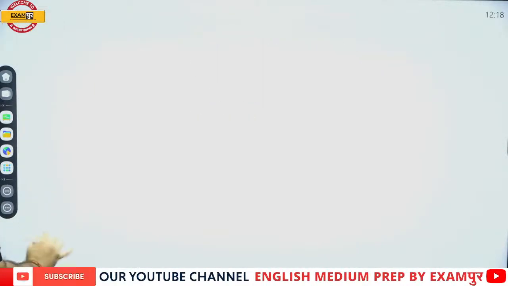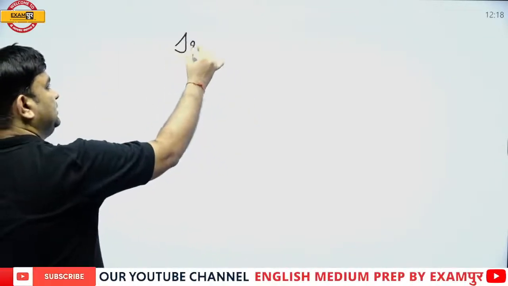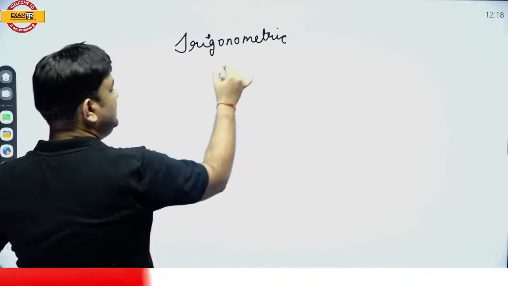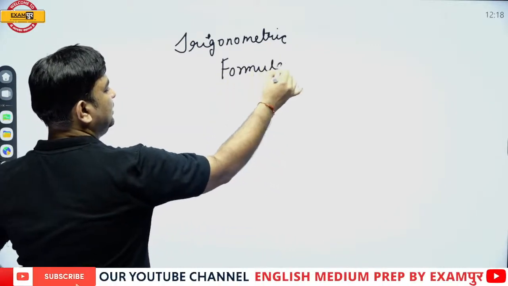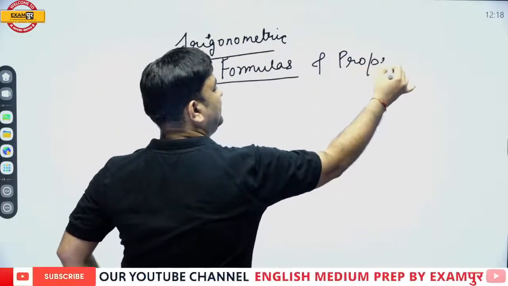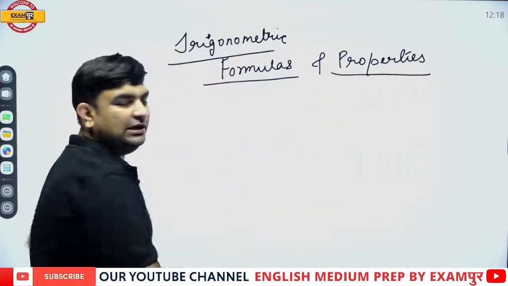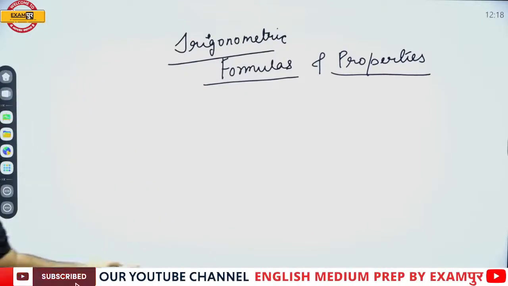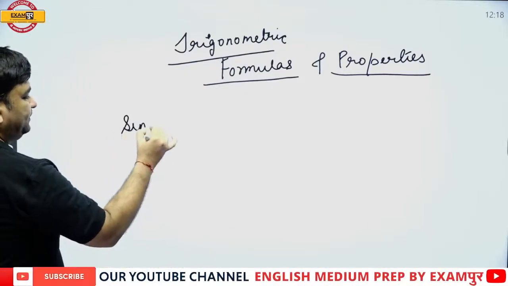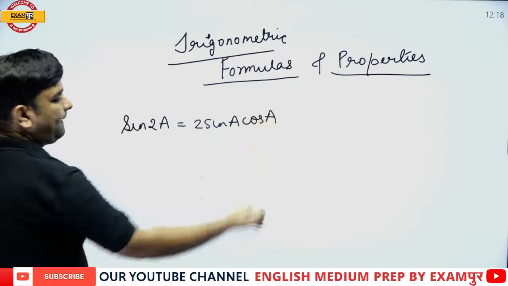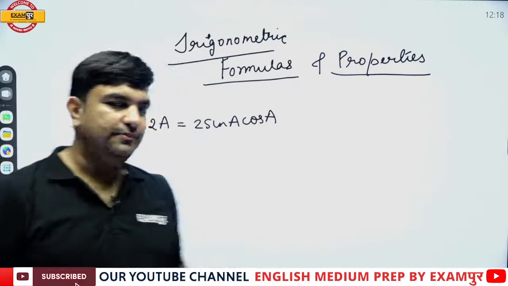Now make the next heading as trigonometric formulas. I will tell you some formulas and properties in the next few minutes. One of them is sine 2a is 2 sine a cos a. Sine 2a is 2 sine a cos a.